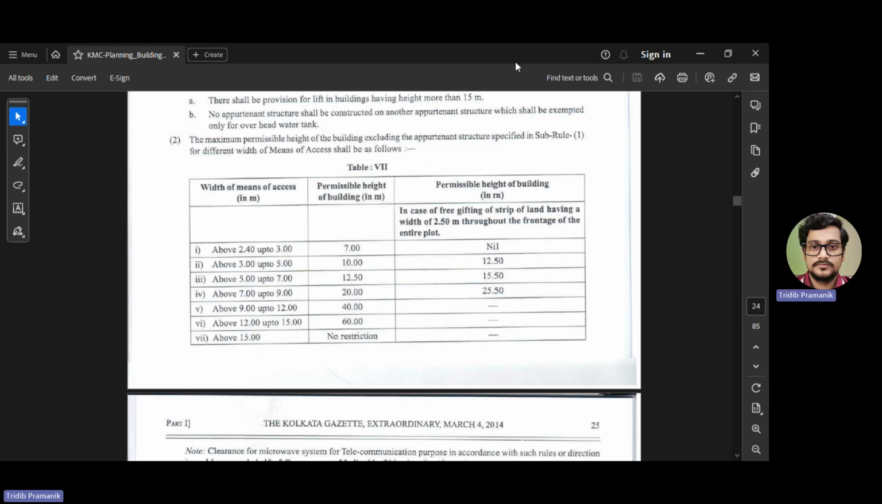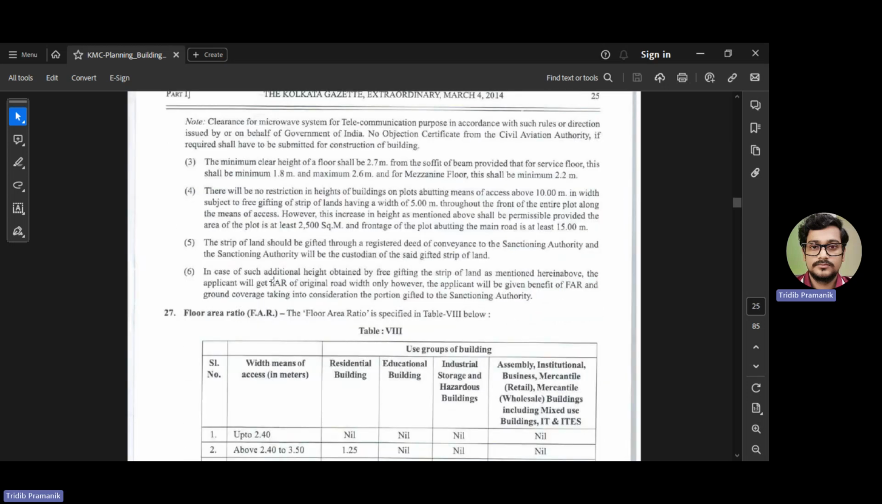So here we can see in this table that if we have any main means of access with more than 2.4 meter and up to 3 meter, maximum height of the building should be 7 meter. That means only two-story building. If width of the road exceeds 3 meter and up to 5 meter, maximum height is 10 meter. That means up to three-story building. If width of road is 5 meter to 7 meter, maximum height of building will be 12.5 meter. That means maximum four-story building. So in this way, we will get different values here.